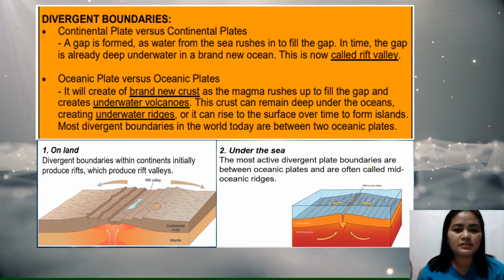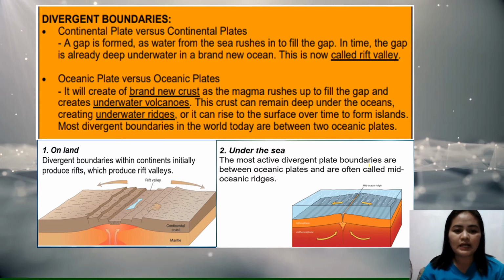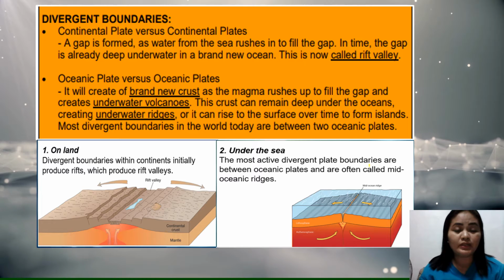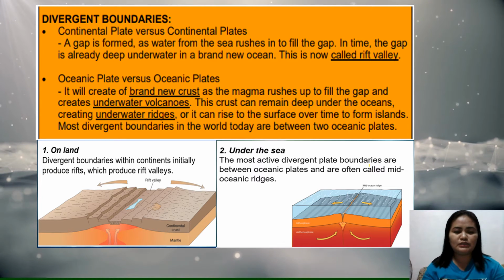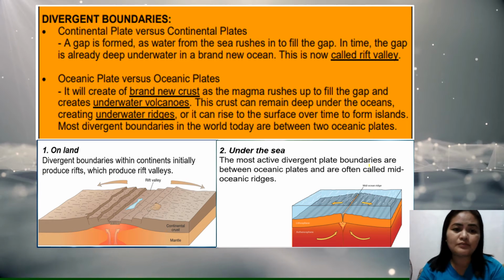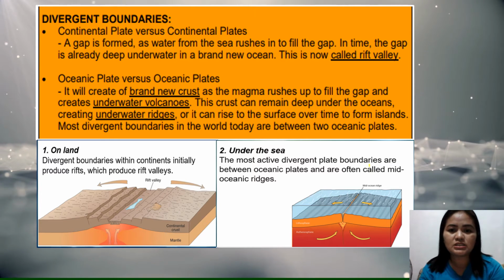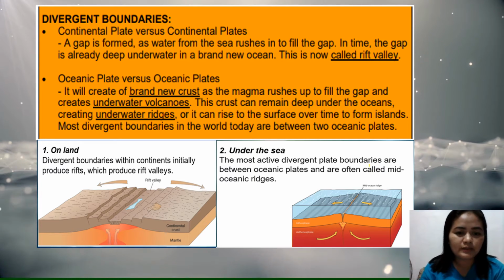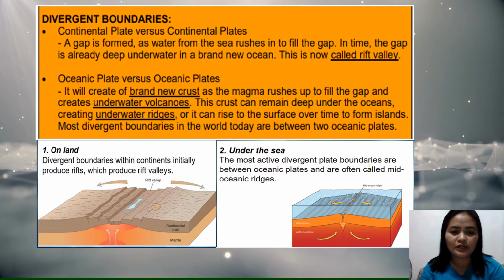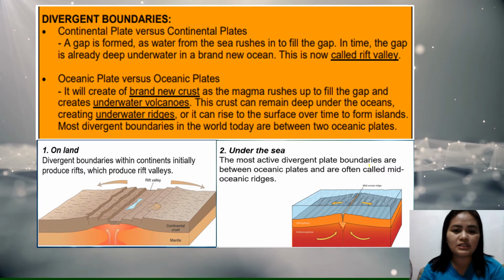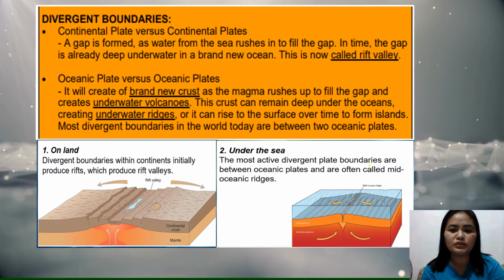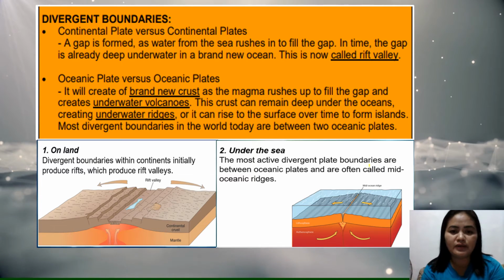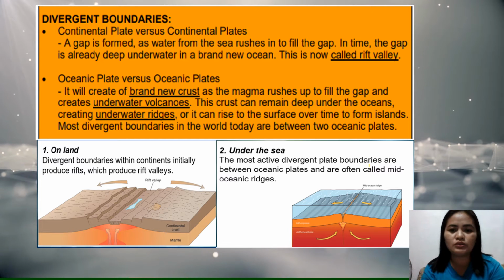The second is divergent boundaries. It happens inland and under the sea. Inland, this divergence is between two continental plates. Let me read the points to remember. A gap is formed as water from the sea rushes in to fill the gap. Look at the picture. As the land or plate boundaries are moving away from each other, water from the sea is coming up. And as time goes on, says here, this gap is already deep underwater in a brand new ocean. And this is now called Rift Valley.